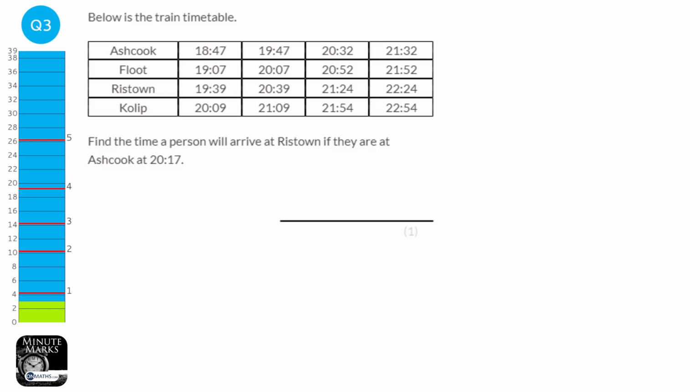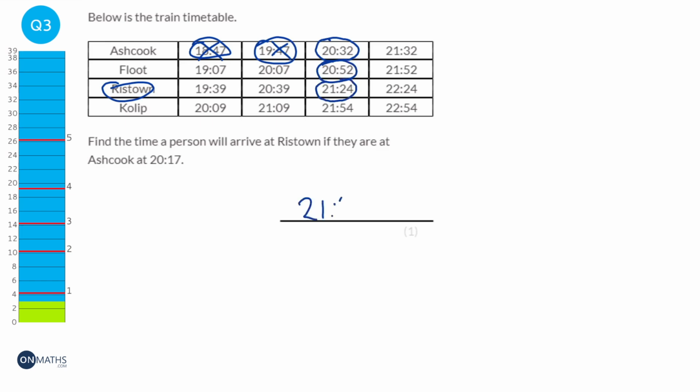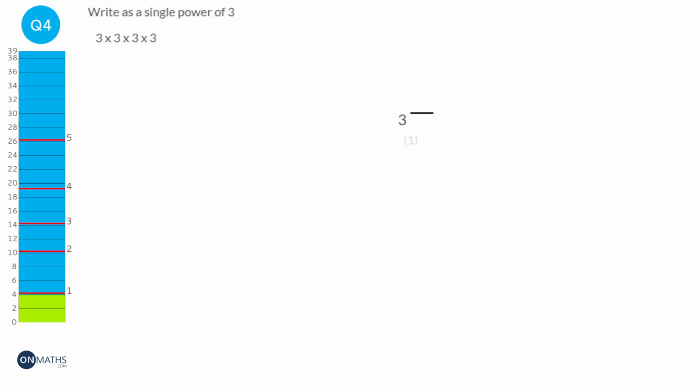So this person's at Ashcook at 20:17. So they're going to have missed this train here, and they're going to have missed this train here. So those are off. But they will be in time for this train here. And we're looking for the time it hits Risedown. So it will get to Flute at 20:52, and then Risedown will be at 21:24.